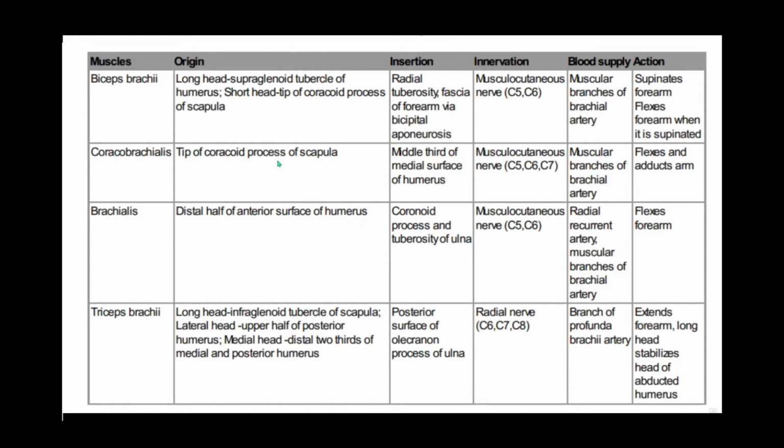Coracobrachialis arises from the tip of the coracoid process of the scapula, and it inserts into the middle third of the medial surface of the humerus. It's also supplied by the musculocutaneous nerve, C5, C6, C7. Blood supply, muscular branches of the brachial artery. Brachial artery also supplies the biceps brachii, and the function of the coracobrachialis is it flexes and adducts the arm.